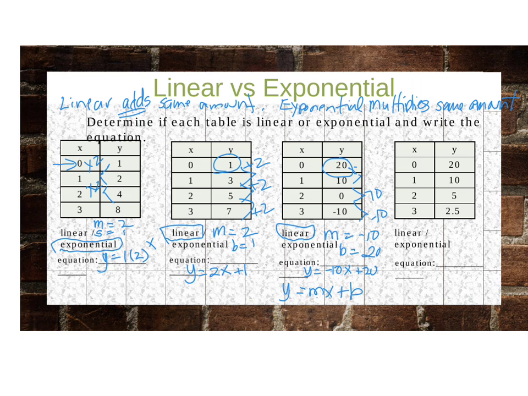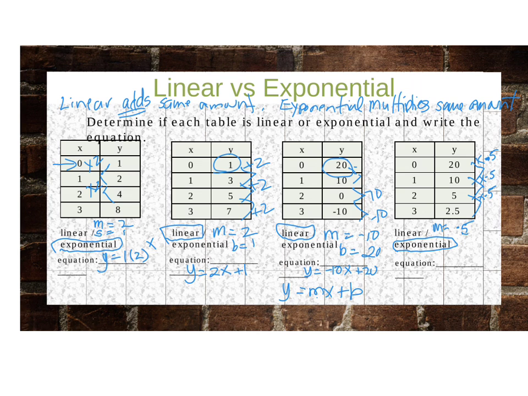Let's see, 20 minus 10 is 10, but 10 minus 10 is 0, so that doesn't work. But 20 divided by 2, or times 0.5, is 10, which times 0.5 is 5, which, yes, times 0.5 is 2.5. So it's multiplying by 1/2 or 0.5 each time, which means that it is exponential. The multiplier is 0.5.